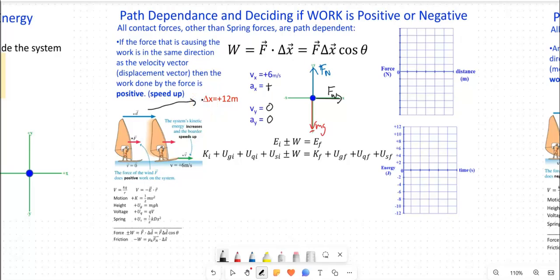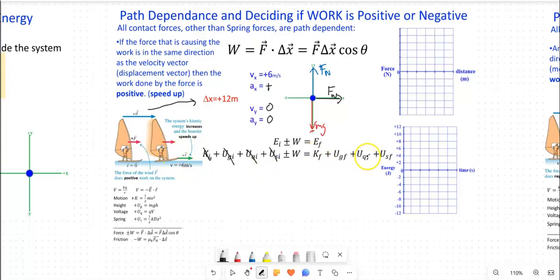So let's go ahead and work with our energy equation. Now this is a picture of the initial conditions, and we're assuming that the wind hasn't touched it yet. The person's just standing up in the water. So we ask ourselves these questions for the initial energy. Are they moving, yes or no? No. Are they a height off the water? No. Is there a voltage working on them, or are there charges? No. Are there any springs touching them? No. Okay.